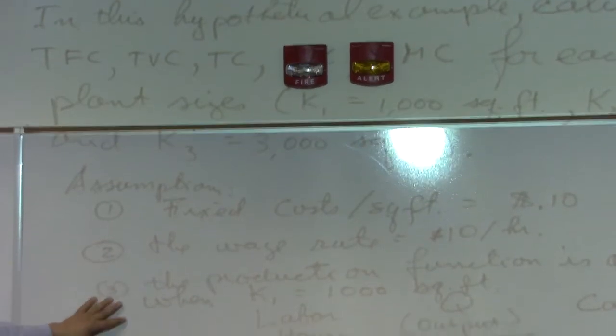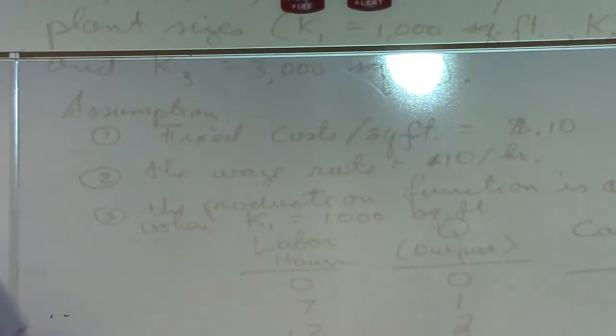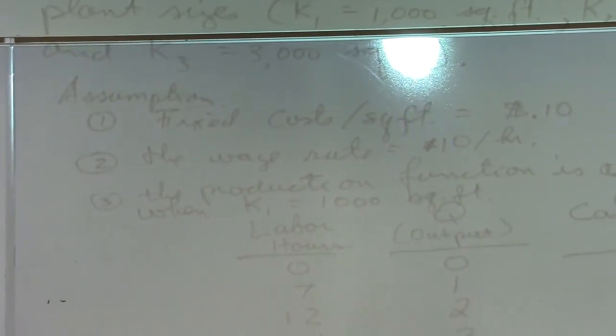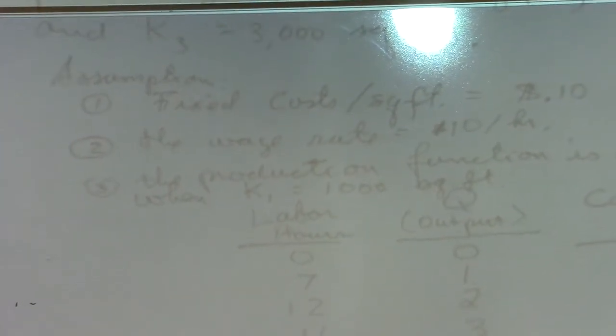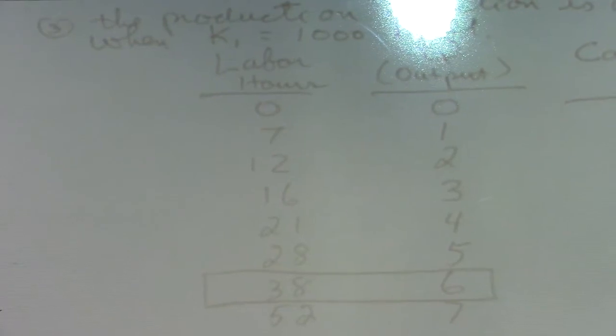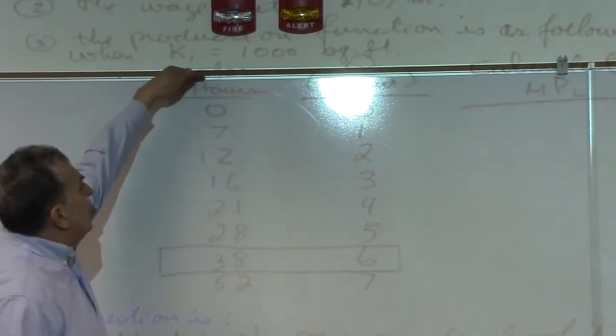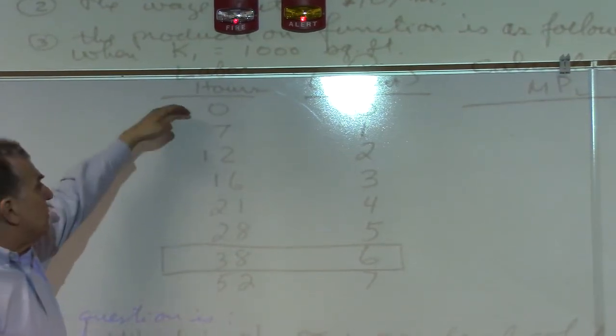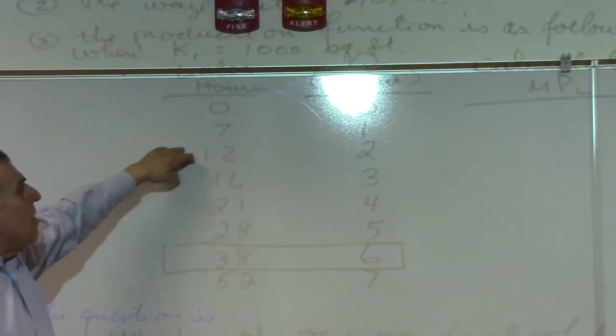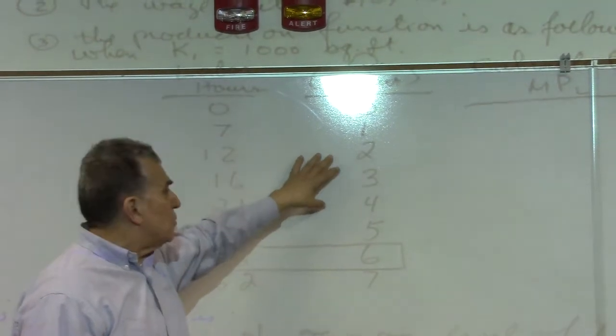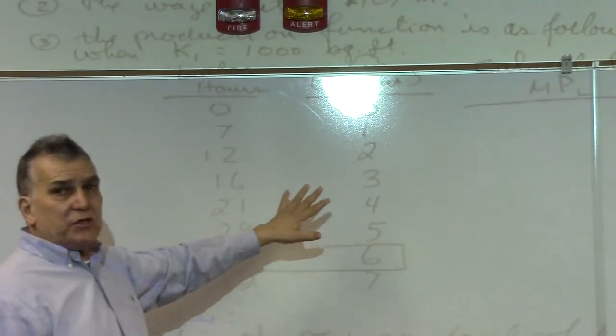And this is the production function for firms with 1,000 square feet. Let me see if I can get the data up there on the board. Okay, remember that production function. I'm going to put just this part because we're dealing with the production function. The production function was a relationship between the amount of labor, in hours, so this is 7 hours of labor, 12 hours, and this is how much those labor hours produce for the firm. This is the production function.